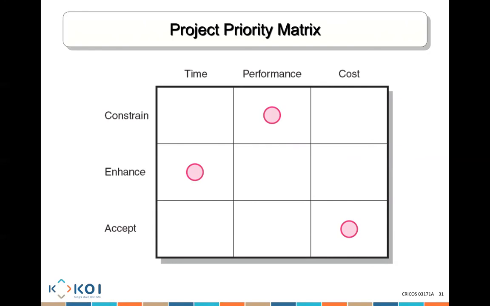When I say enhance the time, it means, well, if you can do it quicker, why not do it quicker for us? That would actually be awesome. When I say accept, that means we accept that you might not be able to meet the cost. You might be over budget. We accept that your cost might not be exactly the same, which means we accept that you might go over budget in that particular requirement, and that is actually going to be okay.